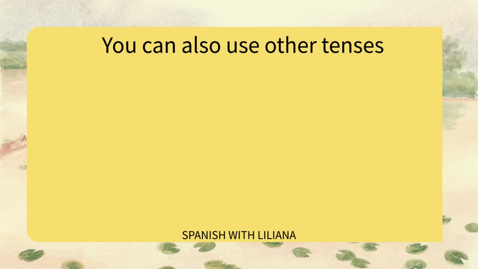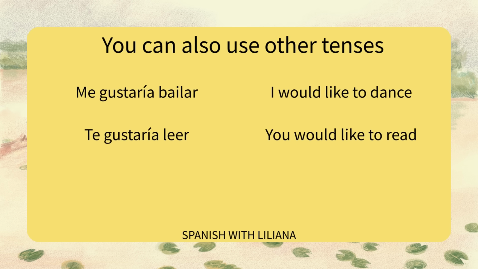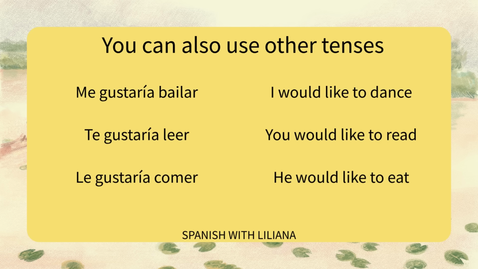You can also use this structure for the other tenses. You just have to change gusta to the correct one. For example, if you wanted to talk about the conditional, you will use gustaría instead of gusta. And you can do the same exercise. Me gustaría bailar. Te gustaría leer. Le gustaría comer. Gustaría doesn't change, but again, this structure only works with the infinitive verb. If you were to change the infinitive verbs to nouns, the verb conjugation for gustar would be different.